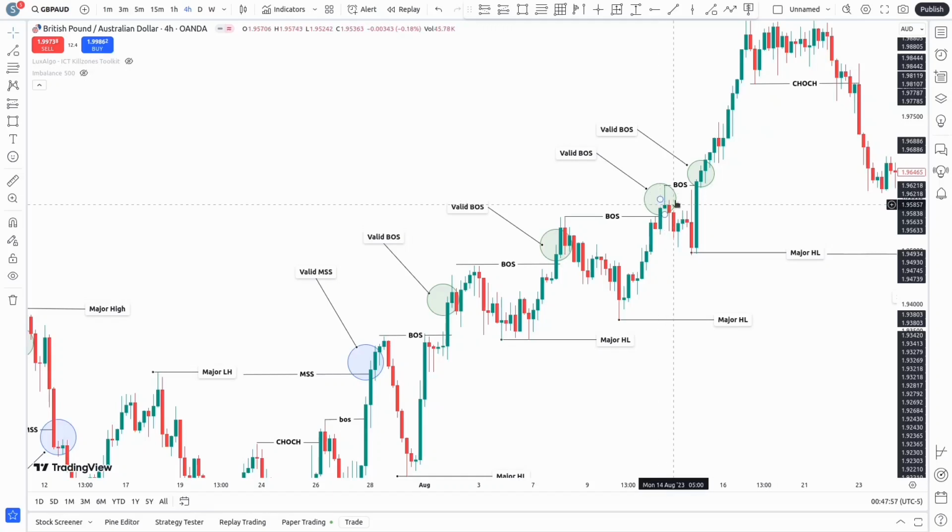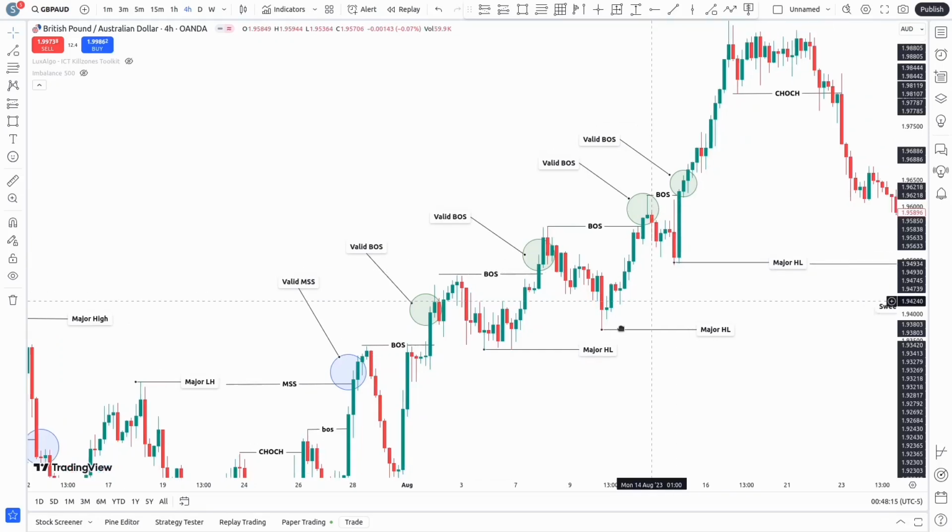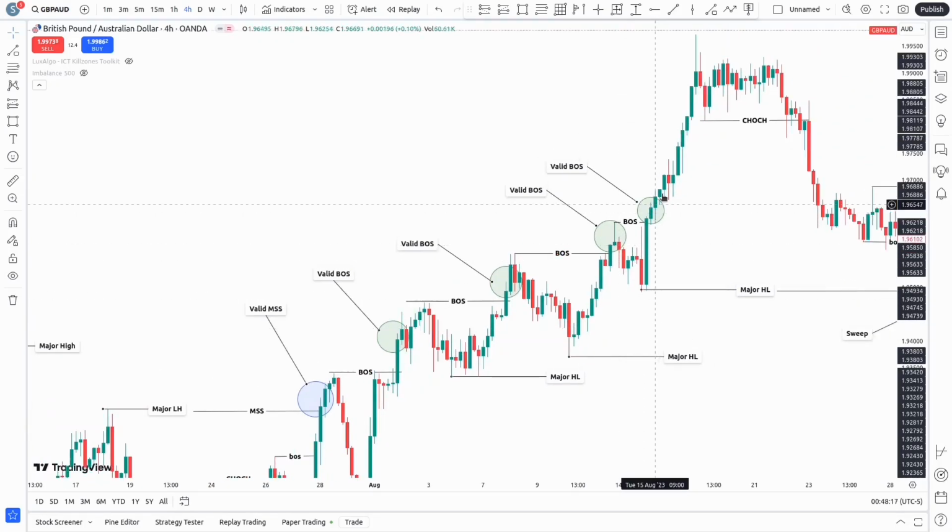It's still valid, but in some cases you might leave it to get a clearer picture of that. But to me, it's a valid break of structure. So market retraces to this point. This point becomes a major low. Market displaces with big momentum, a big move, breaks the structure here, and moves all the way up here.